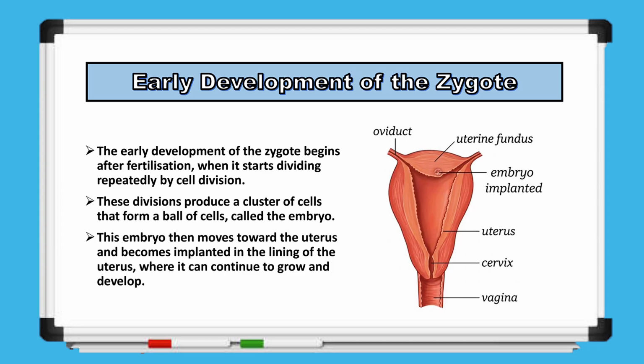Early development of the zygote begins after fertilization, when the zygote starts dividing repeatedly through cell division. These rapid divisions produce a cluster of cells that forms a small ball of cells known as the embryo. The embryo then travels along the oviduct toward the uterus, where it becomes implanted in the lining of the uterus so that it can continue to grow and develop.